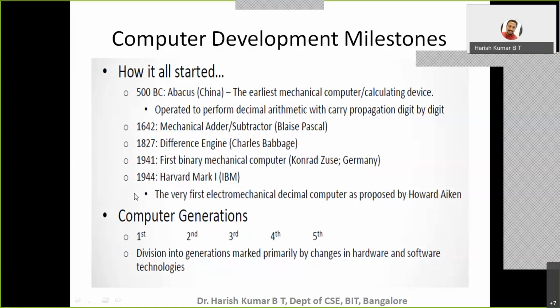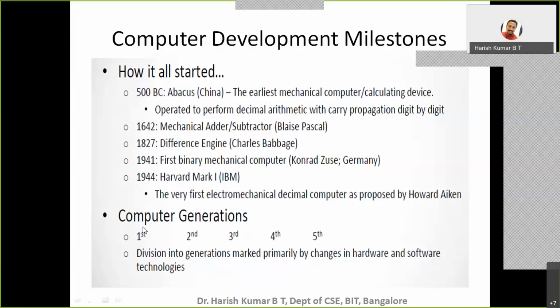And the computers after 1945 till now, say 2020, are again grouped into various generations. The modern computers are grouped into different generations: first generation, second, third, fourth, and fifth generation.